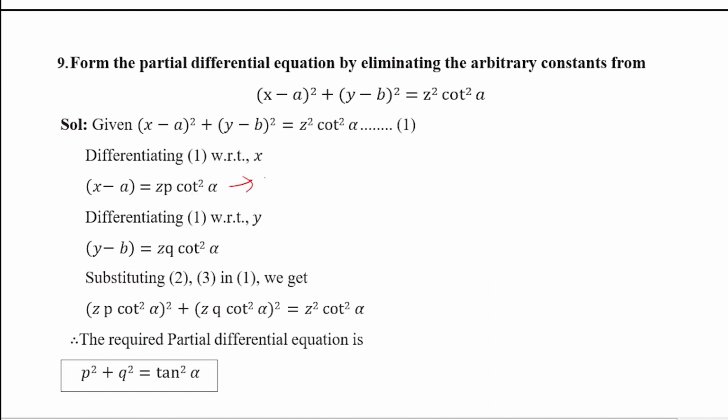You have to consider, this is equation number 2 and this is equation number 3. Substituting 2 and 3 in equation number 1, we get zp cot square alpha plus zq cot square alpha is equal to z square cot square alpha. From this, the required partial differential equation is p square plus q square equal to tan square alpha.